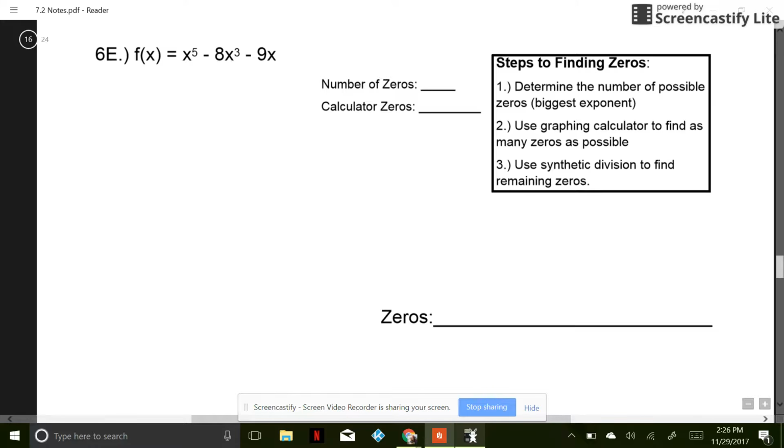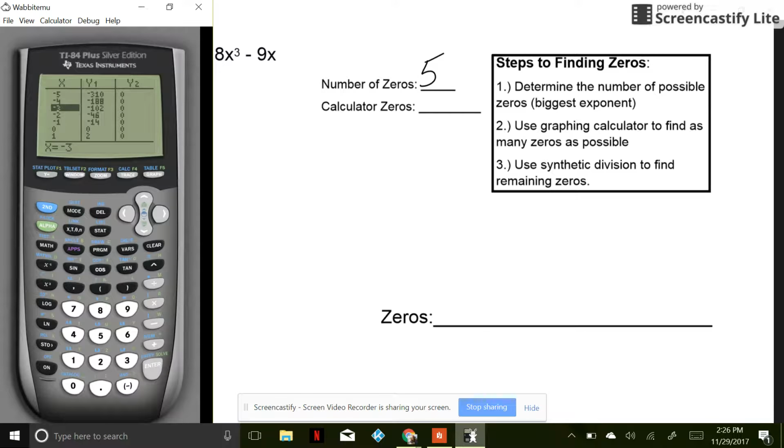And let's try one more of these. So we know there's going to be 5 zeros this time. Just looking at the equation, I already know one of them is going to be happening at 0 because you can factor one out. We've got x to the 5th minus 8x cubed minus 9.